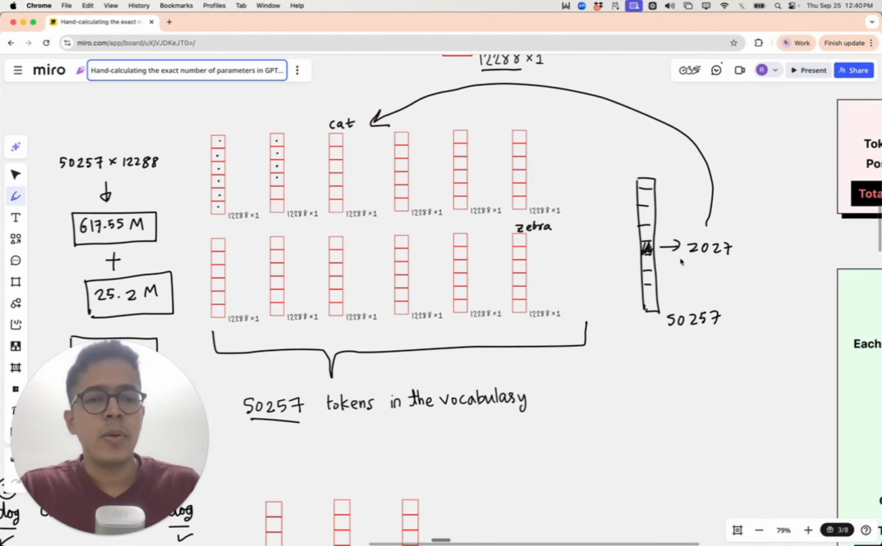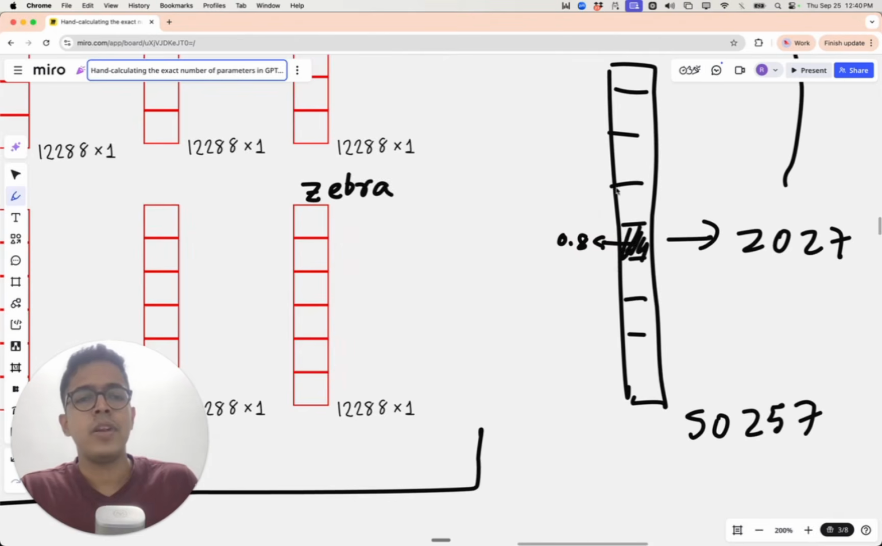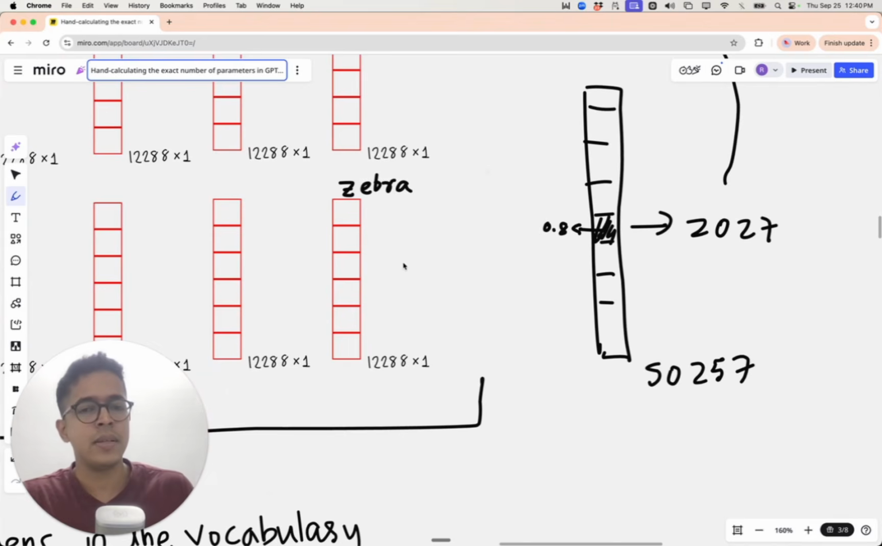I mean, there will be a probability distribution. So the value associated with this might be 0.8, and maybe the rest of the values add up to 0.2. So that 0.8 and the remaining values will add up to 1. So it's like a probability distribution. It goes through a softmax operation to have these numbers.